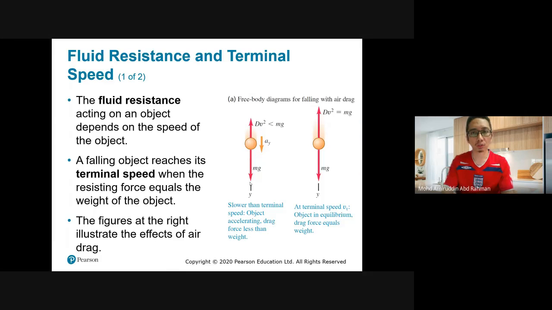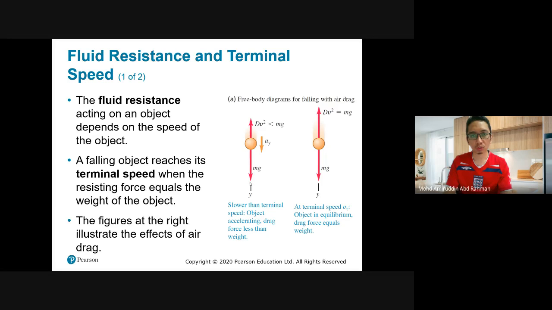All right, so we have now learned about putting the water. Let's consider the fluid resistance and the terminal speed. The fluid resistance acting on an object depends on the speed of the object. A falling object reaches its terminal speed when the resisting force equals the weight of the object.